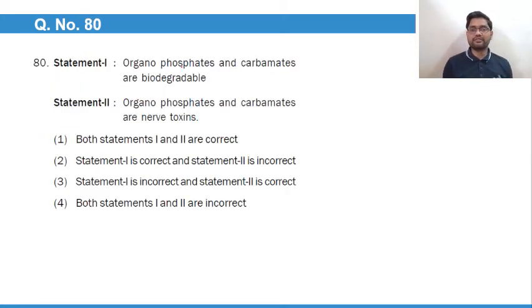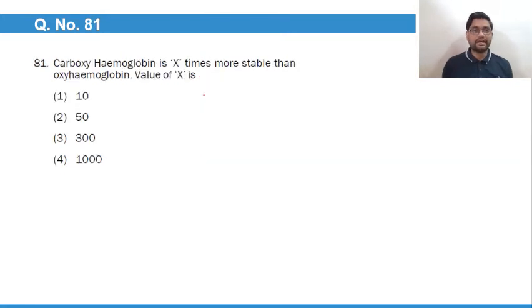80. Organophosphates and carbamates are biodegradable. True. Organophosphates and carbamates are nerve toxins. That is also true. Okay, so both statement 1 and statement 2 are true. 81. Carboxyhemoglobin is 300 times more stable than oxyhemoglobin. Why? Because in carboxyhemoglobin the ligand is carbon monoxide, and in oxyhemoglobin the ligand is oxygen. Carbon monoxide, the carbonyl group, is a very strong ligand, and since it is a strong ligand, it forms a very stable compound with hemoglobin. So I'll go with option 3.